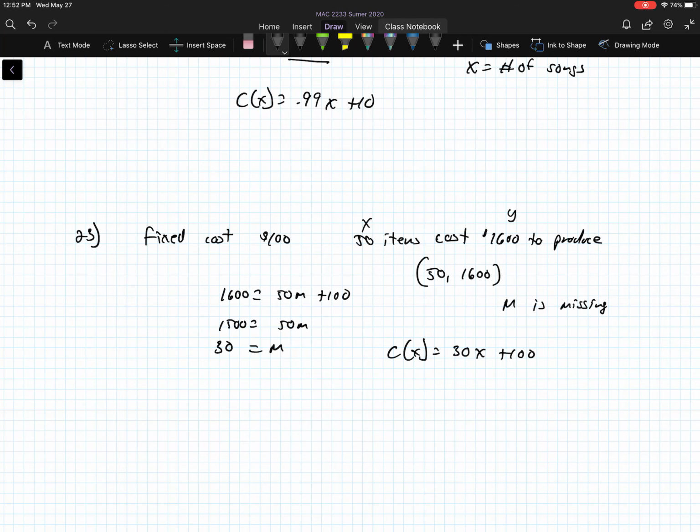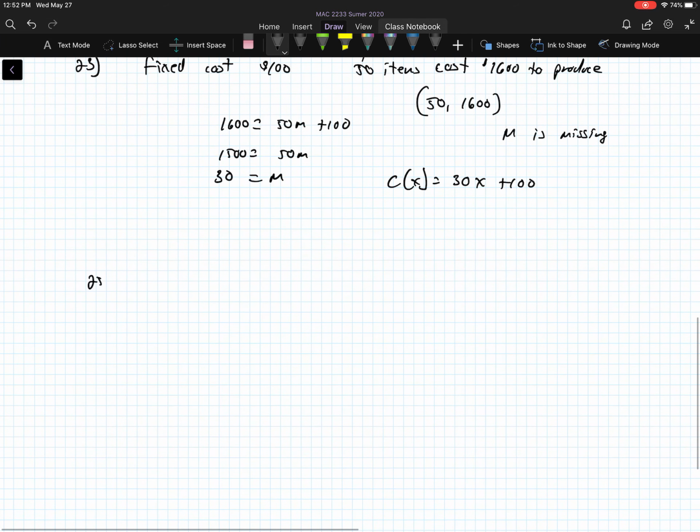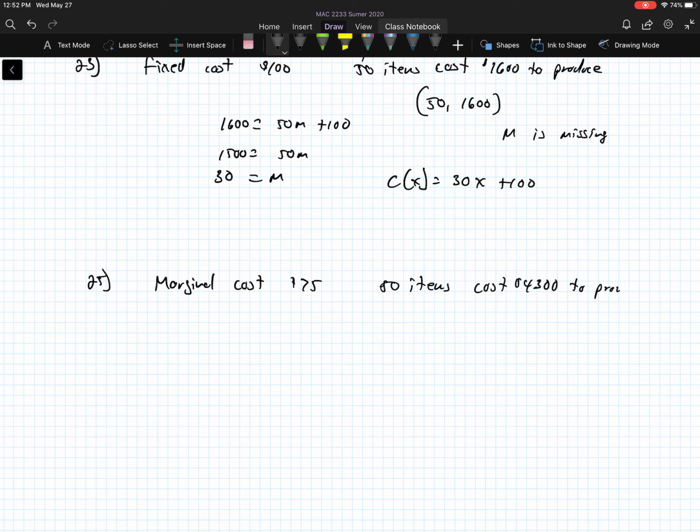The next one is 25. Number 25 is slightly different. It's telling us that the marginal cost is equal to $75. Then it says that 50 items are going to cost $4,300 to produce.